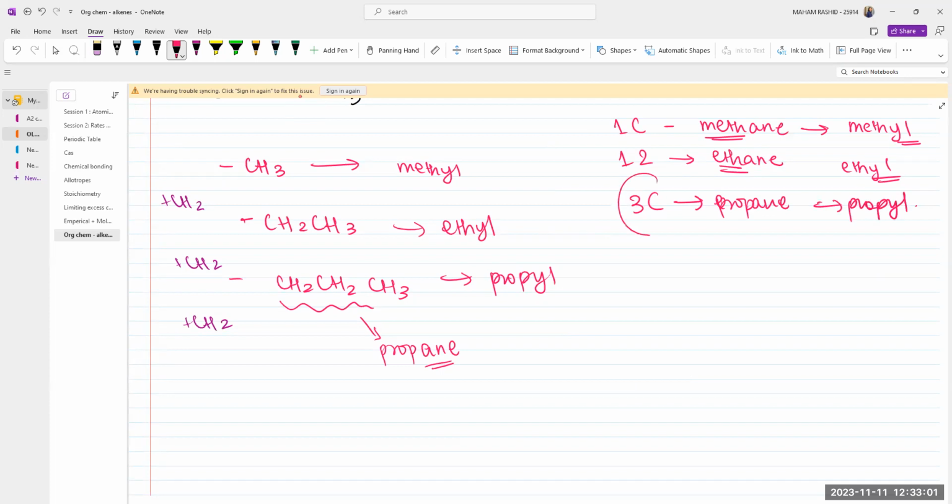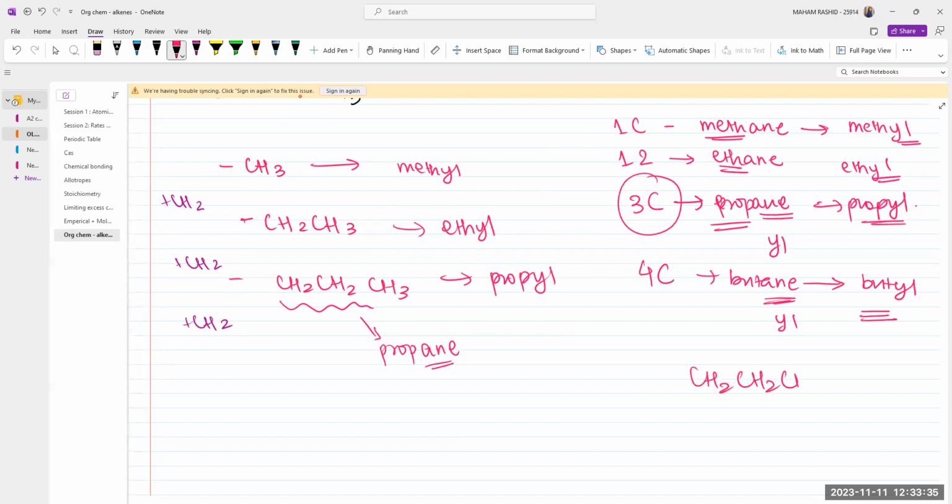If I have a 3-carbon alkane, it's going to be called propane, right? If you change the -ane into -yl, what will you get? Propyl, right? In the same case, if you have 4 carbons, this is butane. And if you change the -ane into -yl, what do you get? You get a butyl group.